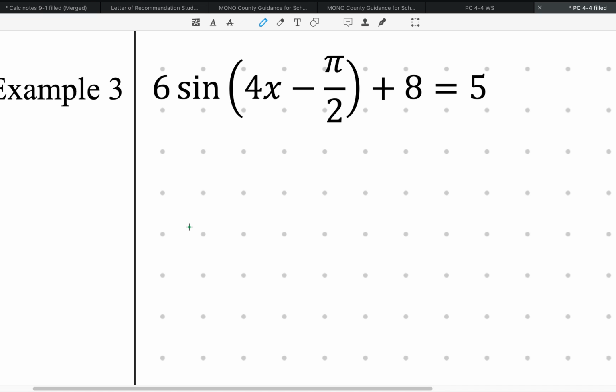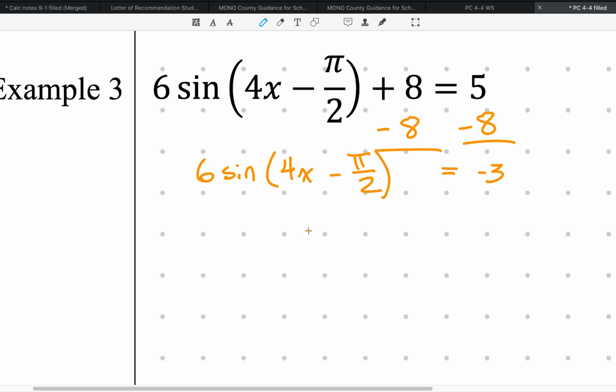No, just subtract the 8. Yeah, so subtract 8 on both sides. What does that give us on the right-hand side, Sam? If I subtract 8 on both sides, on the right-hand side I have, good, -3. And then everyone rewrite the rest of this. This is going to be 6 sine of 4x minus pi over 2. All right, we got rid of the 8. Next, what do we get rid of?